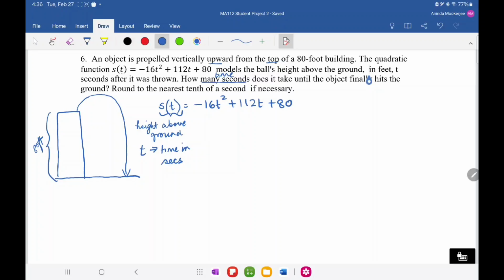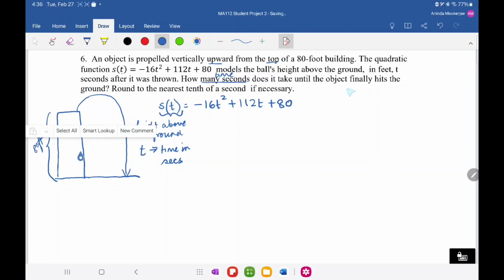Now, before we go about solving this equation, we have to plug in a value for s of t. This left-hand side must take a value, correct? Otherwise, we will not be able to solve this equation. So what value should I plug in for s of t?